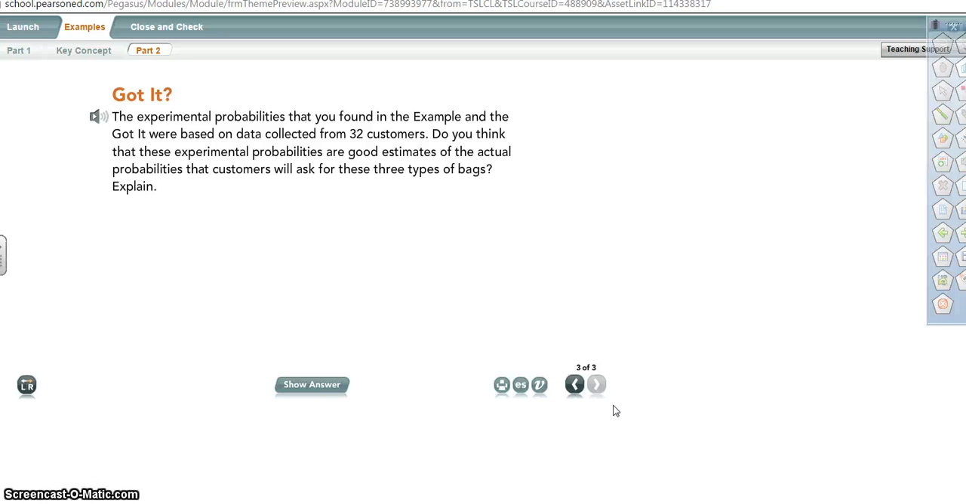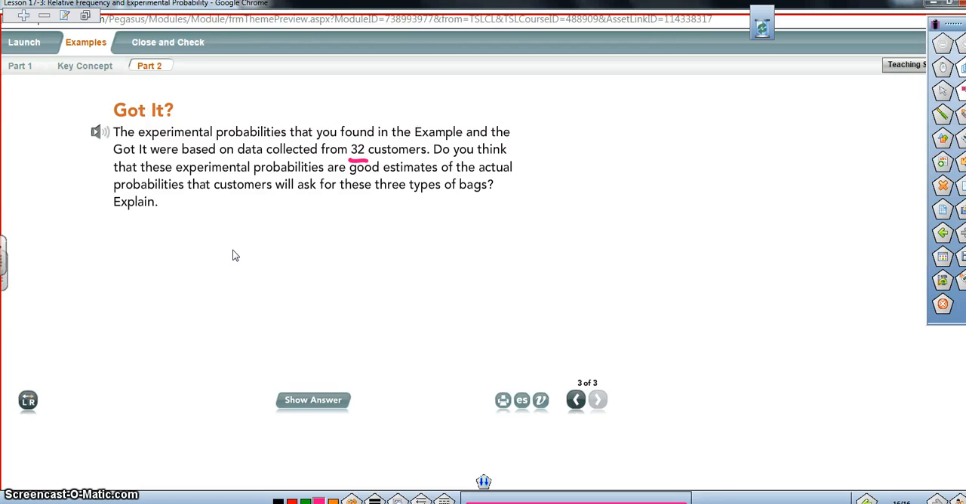But based on the information we've talked about earlier in this lesson and even before today, the more trials we actually run, the closer the probability will be to the true probability. And 32 isn't really that many trials. So these experimental probabilities are probably not good estimates of the actual probabilities. We should run more trials.